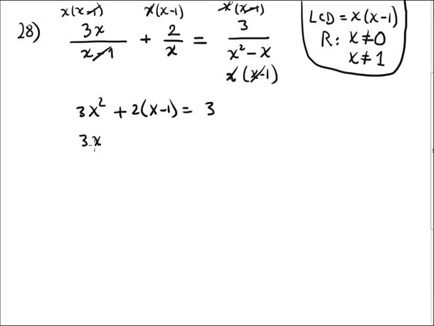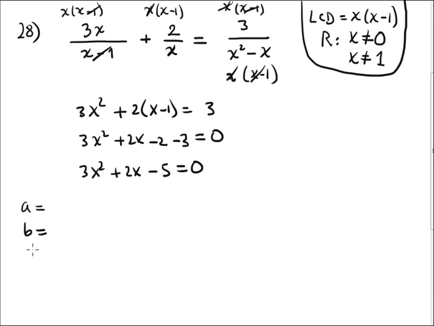So it's 3x squared plus 2x minus 2 minus 3 equal to 0. It's 3x squared plus 2x minus 5 equal to 0. Now let's solve the quadratic equation using the quadratic formula. The coefficients are 3, 2, and -5.